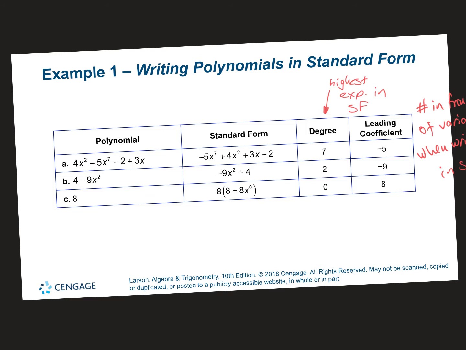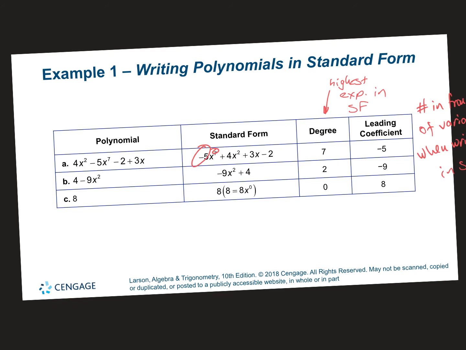Yes or no? All right, so your degree, if you're asked what's the degree, it's the highest exponent when your polynomial is written in standard form. And the leading coefficient is the number in front when your polynomial is written in standard form. It's always the number in front, just the number, not the letter as well.